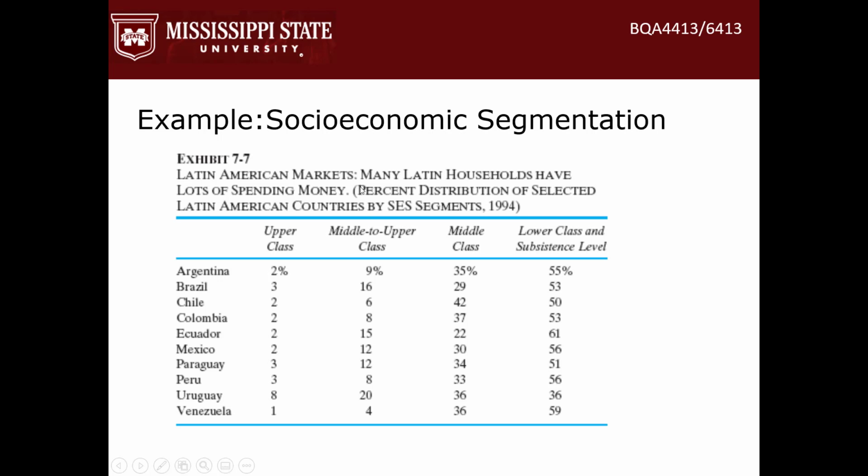Here's a very simple socioeconomic segmentation. As I said, you could use GDP per capita to group countries, but that misses a lot of the subtleties. So here's a segmentation of Latin American countries where we don't just look at, say, the GDP per capita, but we split the upper class, the middle to upper class, middle class, and lower class. So we can see, for example, that Brazil has a small upper class, but has a very large lower level or subsistence class. And in fact, that's the same for most Latin American countries, except maybe Uruguay, which is a little bit more equal, a little bit more like a European country or North America.